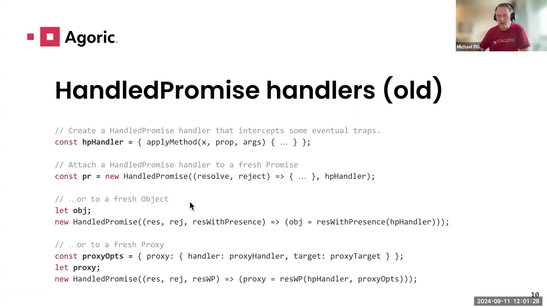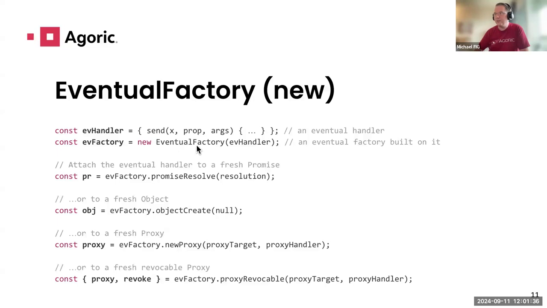I will briefly show on this next page how this gets sanitized. We'll have an eventual factory global where you say, I'm going to make an eventual factory for a specific handler. Then you have a bunch of factory methods that allow you to create fresh objects with that handler. You can resolve a promise to a resolution, and once the promise is fully resolved, once it's been fulfilled or rejected, that determines what the message behavior becomes. But before it's been settled, the eventual handler is the one that's intercepting messages for that promise.